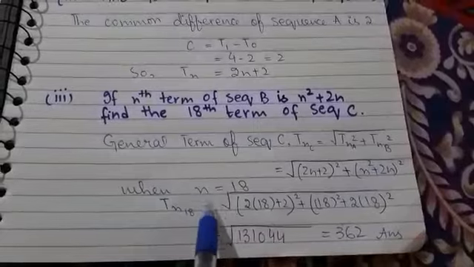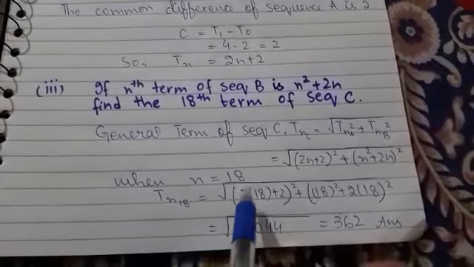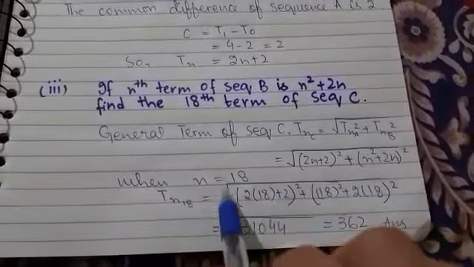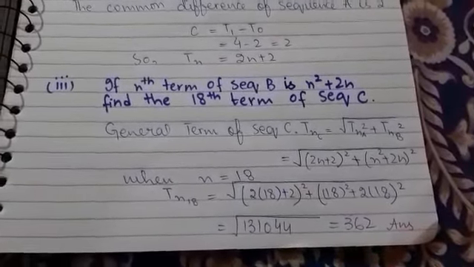So when n is equal to 18, we will substitute 18 in place of n, and after simplification we will get the answer 362.